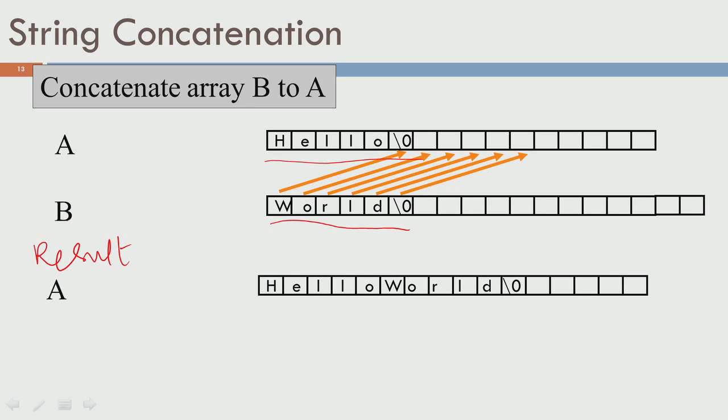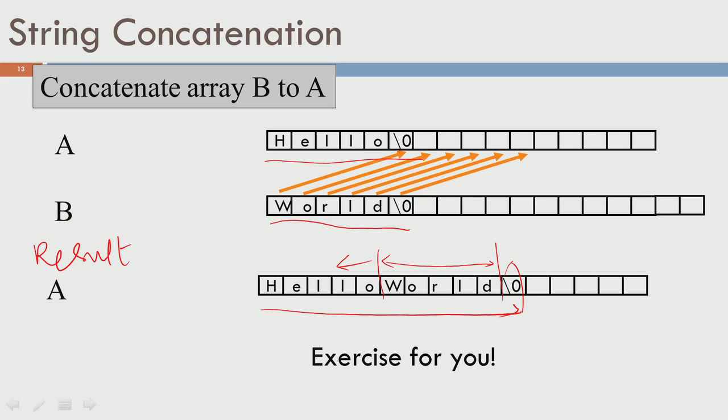Once we did the concatenation, up till here is what you got from A, from here to here is what you got from B, and this is the extra character that you have to add to the end to ensure that when you now treat A as a string from left to right, it terminates with the null character. I am going to leave this as an exercise for you to go and write a program on your own.